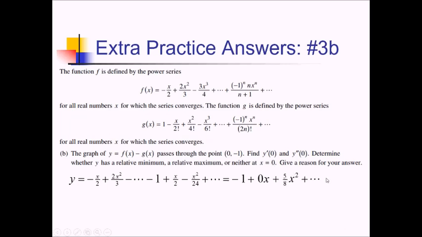And again, a whole bunch of other terms we don't care about. So now the x coefficient, which is going to be equivalent to y prime of 0 in this case, is 0. So that answers the question of what y prime of 0 is.